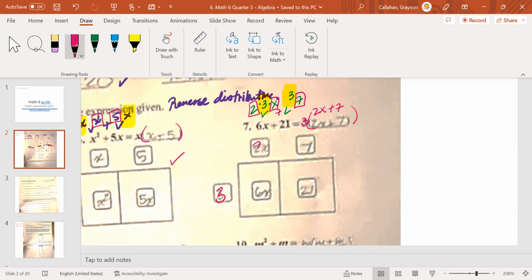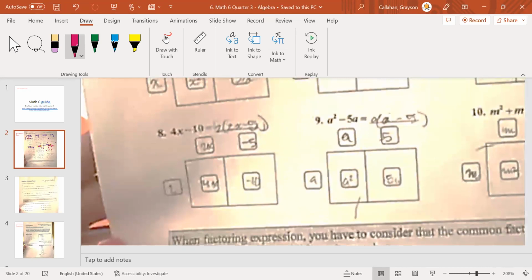Okay, so then 3 is here. 2x is here. 3 times 2x is 6x. 3 times 7 is 21. So far, so good. All right, then 8.